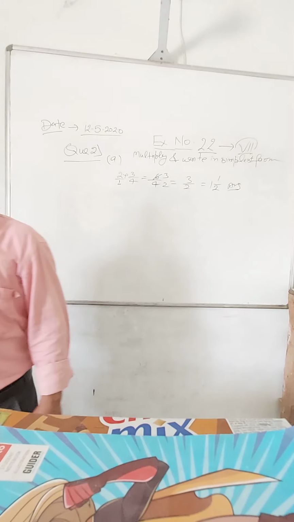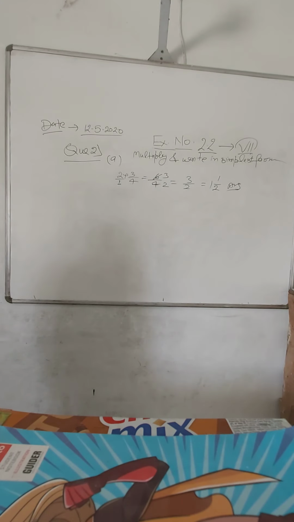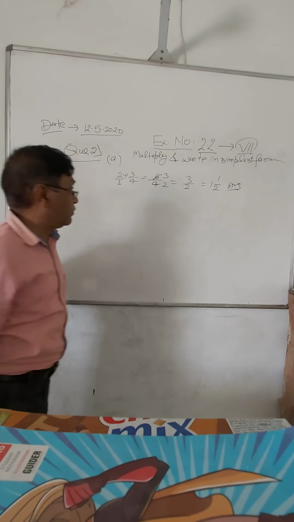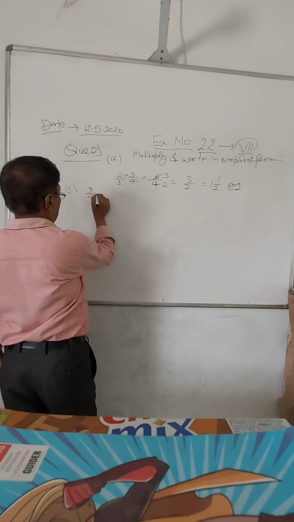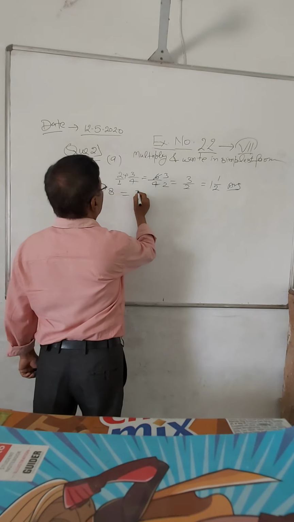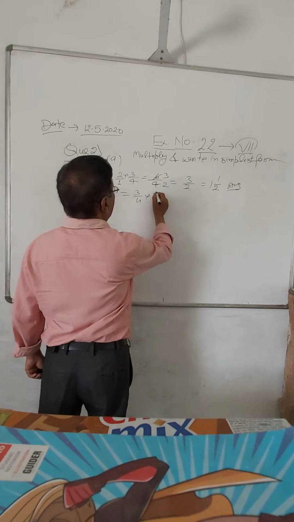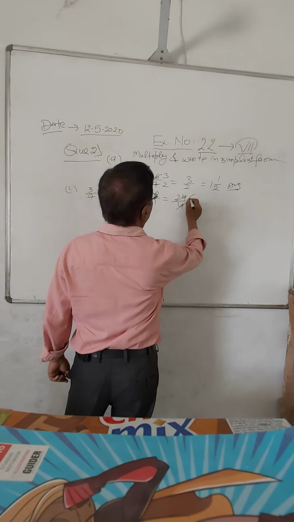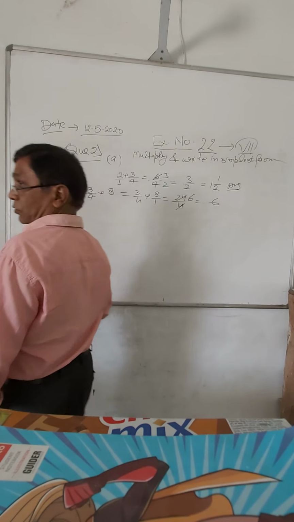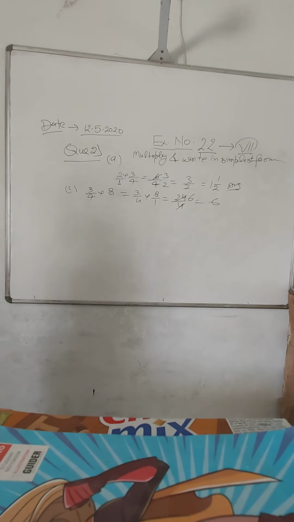Question number 2. A, B, C, D are all just the same. Now take one more example. 3 by 4 into 8. So this 3 by 4 into 8 by 1 is equal to 24 by 4, which is equal to 6. This is 6. So this way, this is the answer of these questions of 2.2.